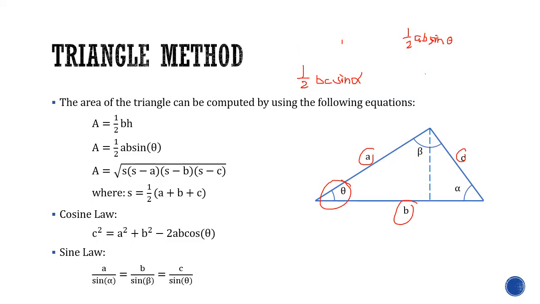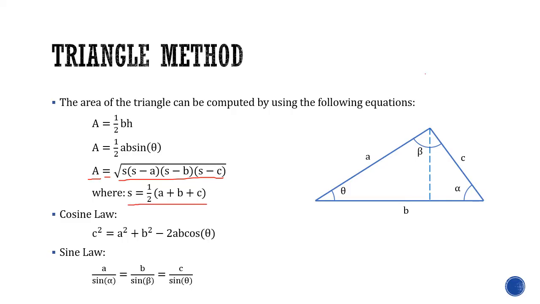Plus kapag hindi ka naman given ng mga angles, ang pwede mong gawin is to use the Heron's formula, provided that all the sides are given. Heron's formula: Area ay equal to square root of S times S minus A times S minus B times S minus C, where S is the semi-perimeter. Ano ba yung semi-perimeter? Half of the perimeter. A plus B plus C, kalahatiin mo yun. Gamitin mo lang itong equation na to, the same dapat yung makukuha mong value.